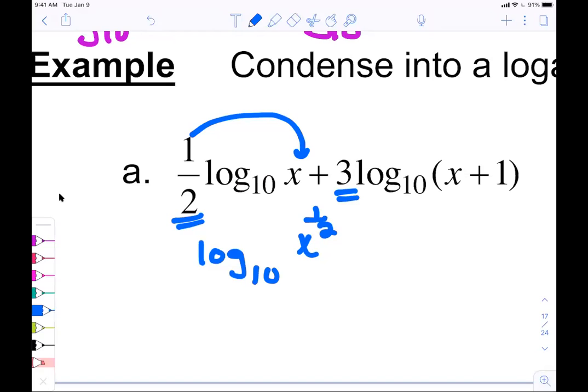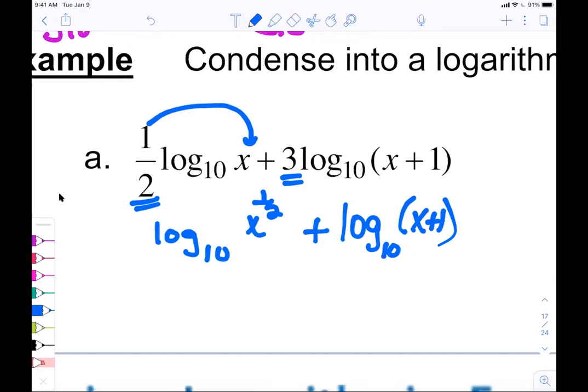Kaden, how about the next expression? It would be log base 10 x cubed plus 1. Actually, we're going to keep it in parentheses because it is in parentheses. So it would be x plus 1 to the cube, or to the 3rd power. So the quantity has grouping symbols. That 3 goes on the outside of the grouping symbols.